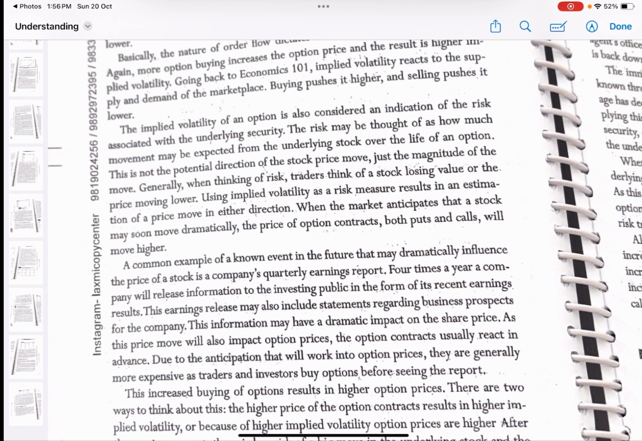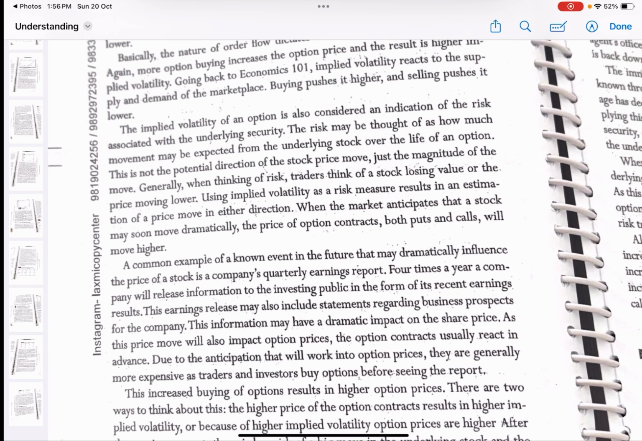This is not potentially in the direction of the stock price move. This is the magnitude of the move. So we are actually just referring to the volatility or the magnitude of what the move could be. We are not talking about the price of the underlying itself. Traders think of a stock losing its value or the price moving lower. That's what we think of when we talk about risk. But we are not talking about that.